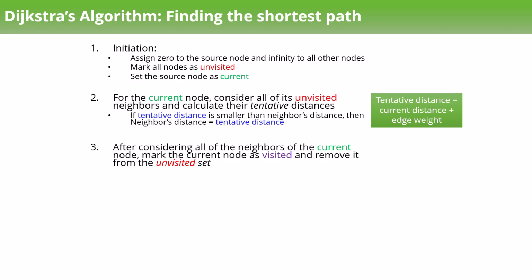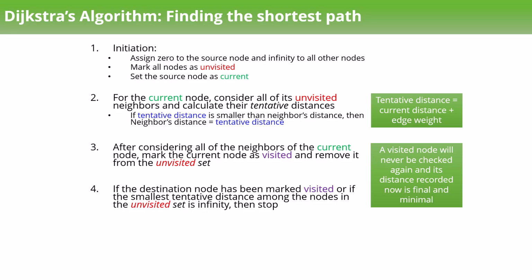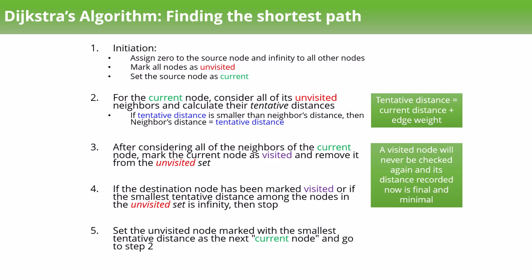The next step is to select the next current node. Among all unvisited nodes, choose the one with the smallest tentative distance. This node becomes the new current node. Then repeat the same process. The last step is the stop condition. We continue the same process until the destination has been finalized or all nodes have been visited. At this point, the algorithm has found the shortest path.